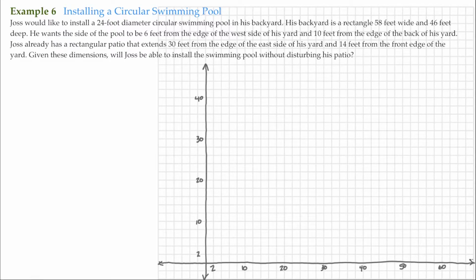It says now that his backyard is a rectangle, 58 feet wide and 46 feet deep. So I'm going to put in his backyard, and you can imagine that this is going to be like a top-down or an aerial view of his backyard. So here is 58 feet. The origin is here. I count all the way over 58 feet here. And then if we go deep 46 feet, here's 42, 44, here's 46 deep here. You can see here's 46. So maybe his backyard will look something like this.